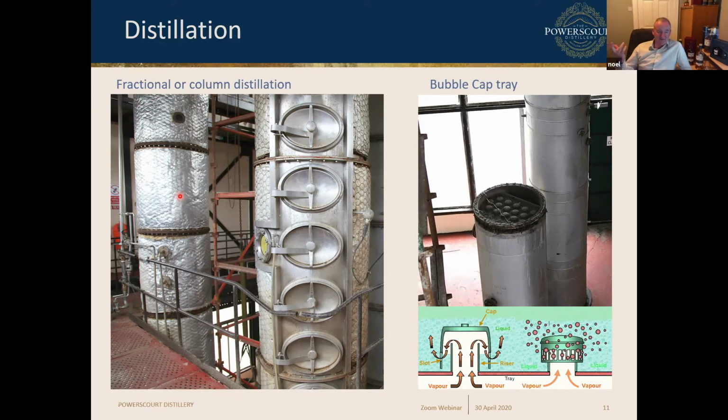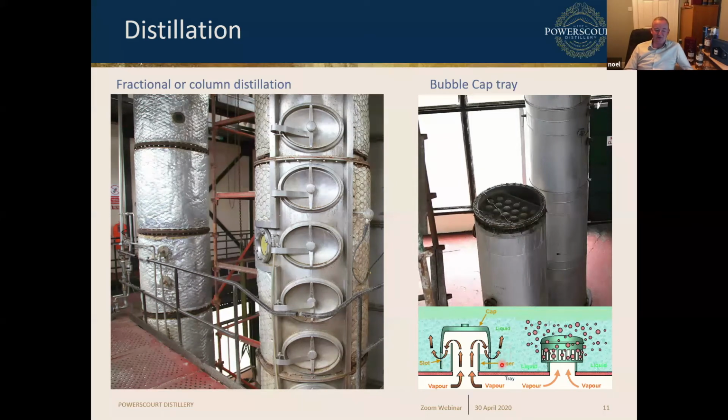The heads come off the top, fusel oils lower down the column, and near the top of the column is where we draw off the grain spirit to make our grain whiskey. And if you look on the right hand side, there's a column that's been split in half, and you can see the bubble caps and the downcomer. That's where the liquid will go down to the next plate. And below that is a representation of what a bubble cap looks like.